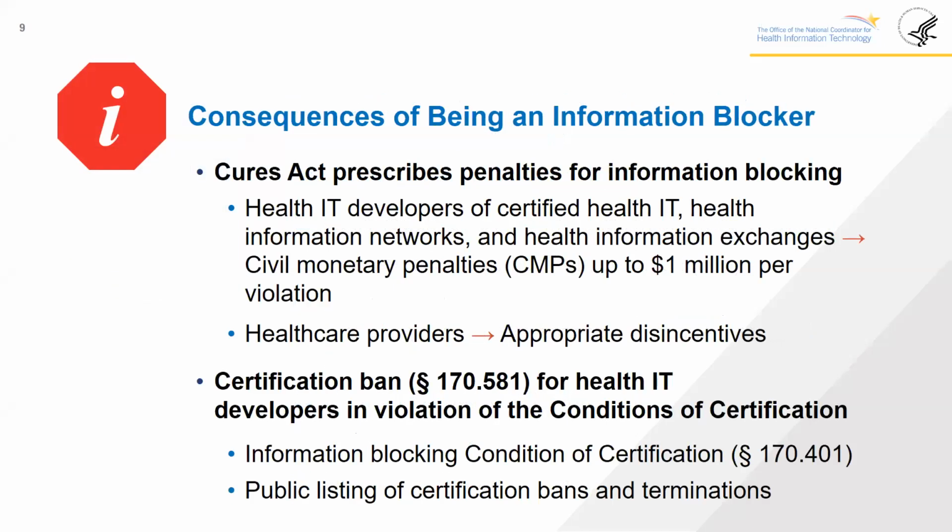So with this slide, let's talk briefly about the potential consequences one might face if the individual entity was found to be an information blocker. As noted here, the department may levy civil monetary penalties up to $1 million per violation. And per statute, healthcare providers are actually not subject to those civil monetary penalties, but they're subject to appropriate disincentives. Importantly, these disincentives must be established by the Secretary through notice and comment rulemaking. And as we speak, that has not occurred.